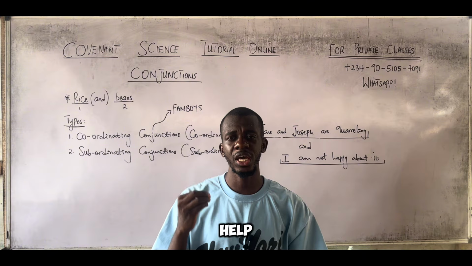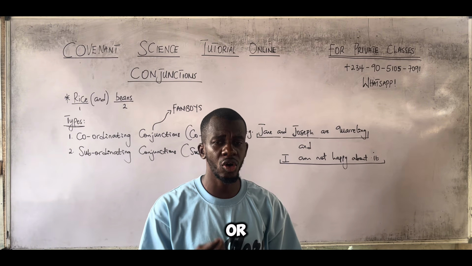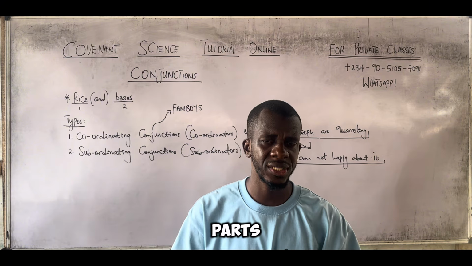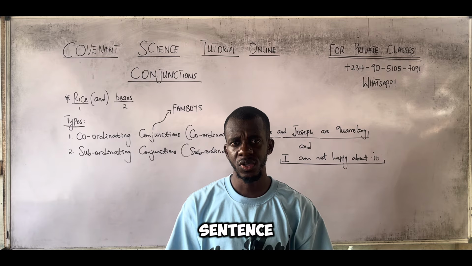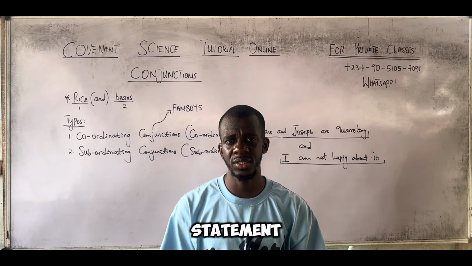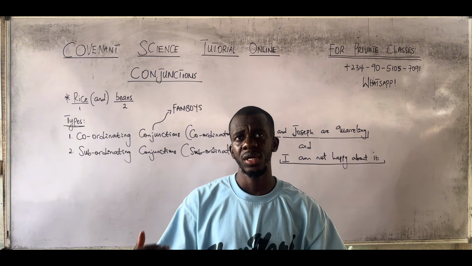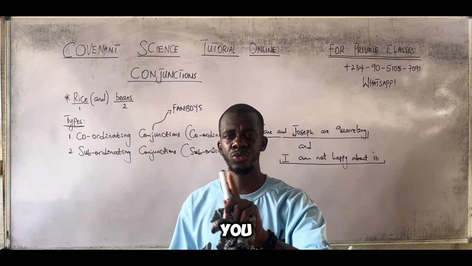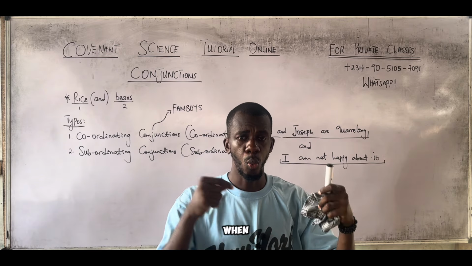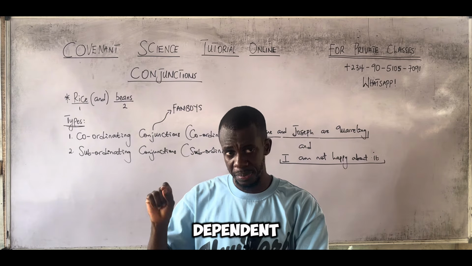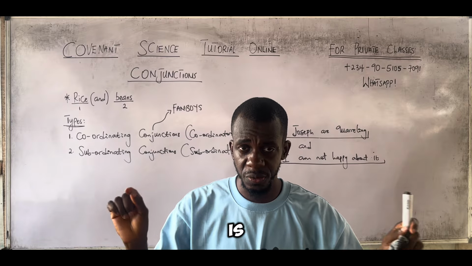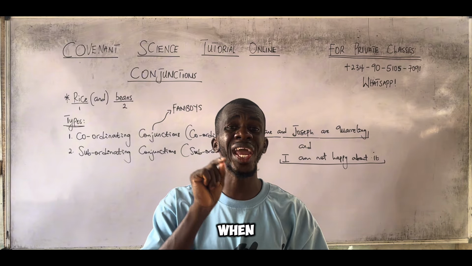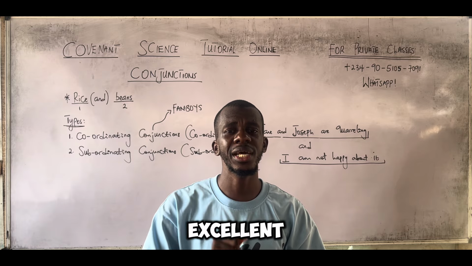So subordinators help to join a subordinate, otherwise known as a dependent clause, to other parts of a sentence. If I make a statement like, I will see you when I come. I will see you, that's an independent clause. When I come is a dependent clause. And that dependent clause is being joined to the independent clause by a conjunction there, which is when.